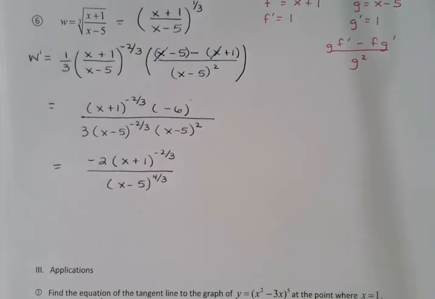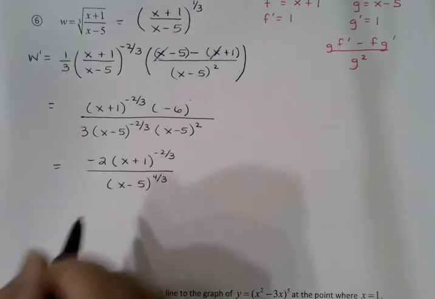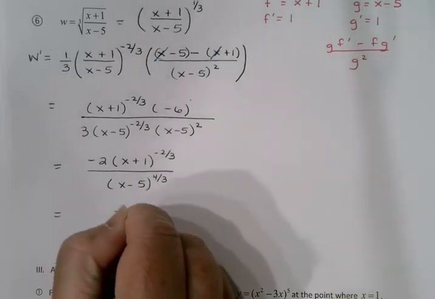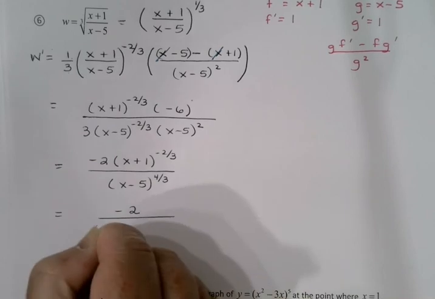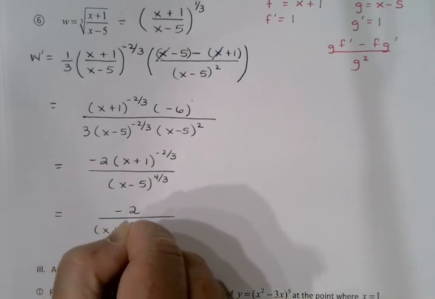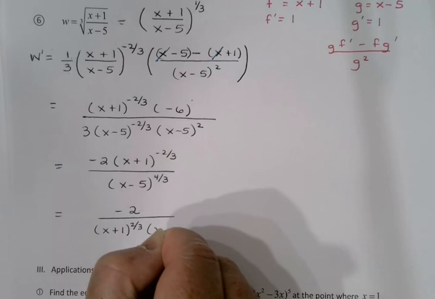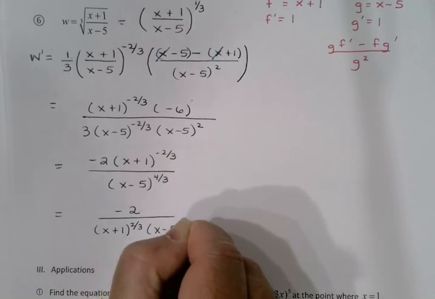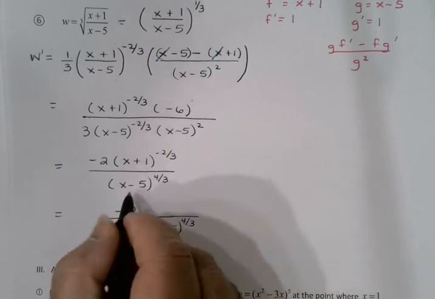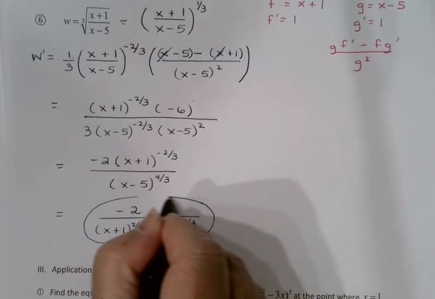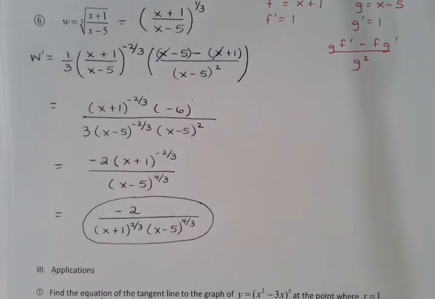Nothing really wrong with that, but I've gone this far. Let's go to the last step. I had a negative exponent. I could just move that to the bottom if I wanted to. So I could make that x plus 1 to the 2/3 in the denominator, and then x minus 5 to the 4/3. And that would be a pretty nice, simple form of writing our answer.